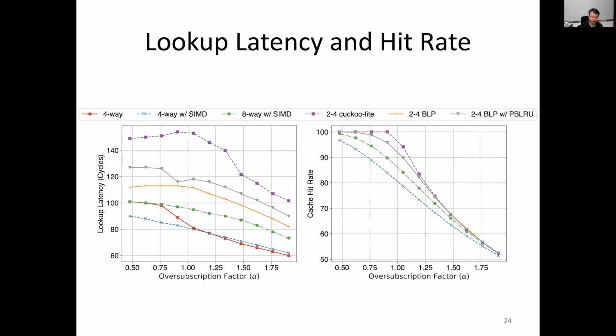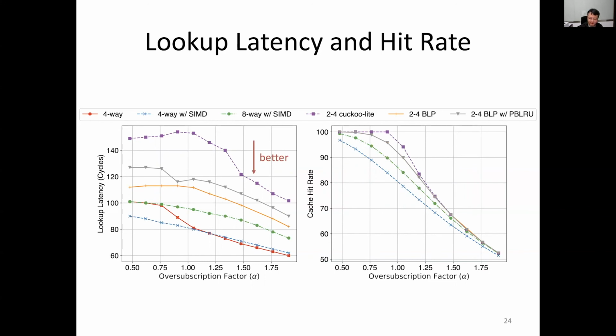On the left side shows the lookup latency. So the smaller is better. As we can clearly see, the 2-for cuckoo has much higher latency compared with alternative designs. And the reason for that, as we explained, is that every lookup in the 2-for cuckoo requires 2 distant memory fetches instead of 1. 2-for BLP uses 1.5 consecutive cache line reads, so it is slightly slower than the set-associative cache, but much faster than 2-for cuckoo.